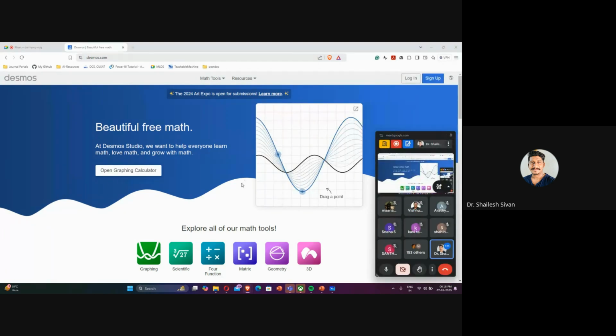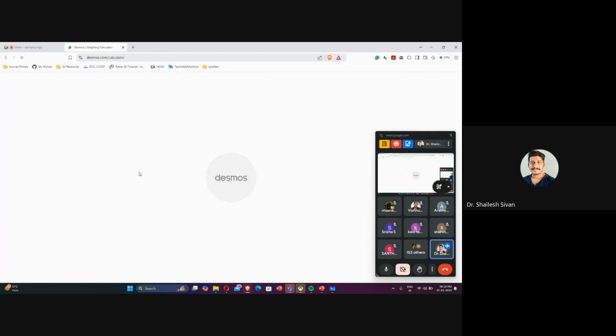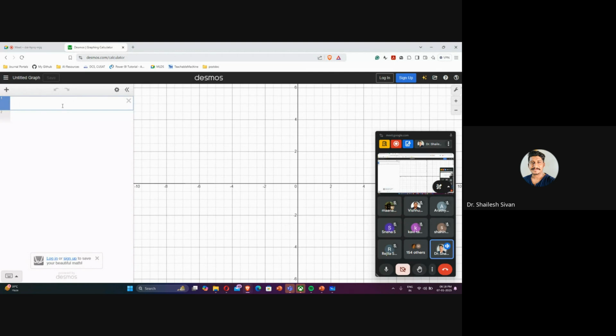There is an option called open graphing calculator, and if you put in the equation ax plus by plus c equal to 0, and arbitrarily choose some values for a, b and c, you can find a line like this, right? And by changing the values of a, b, c, you can change the properties of the line. That is, you can move it upward, downward, you can rotate it, right?